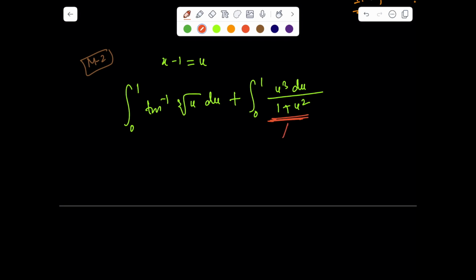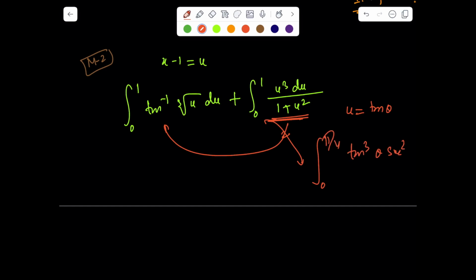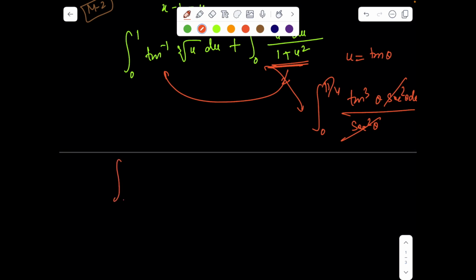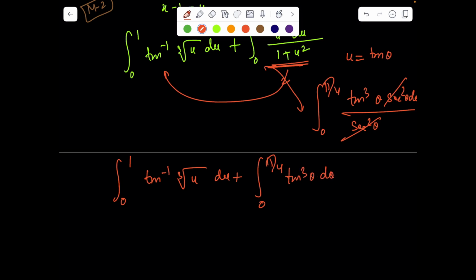Now it's no wonder I can see that 1 plus u square has some tan connection, because 1 plus tan square theta is secant square theta. That motivates me to make an angle substitution of u as tan theta, which converts the second part of this integral to 0 to pi over 4 of tan cube theta, with du as secant square theta d theta over secant square theta, and that gets killed in the process. The given integral can be written as the integral of tan inverse of cube root of u du plus 0 to pi over 4 tan cube theta d theta.